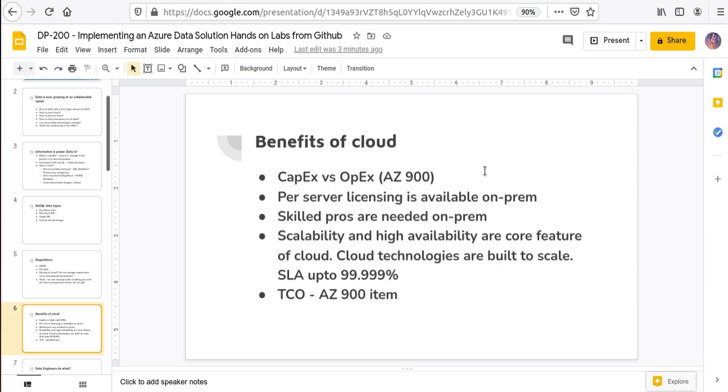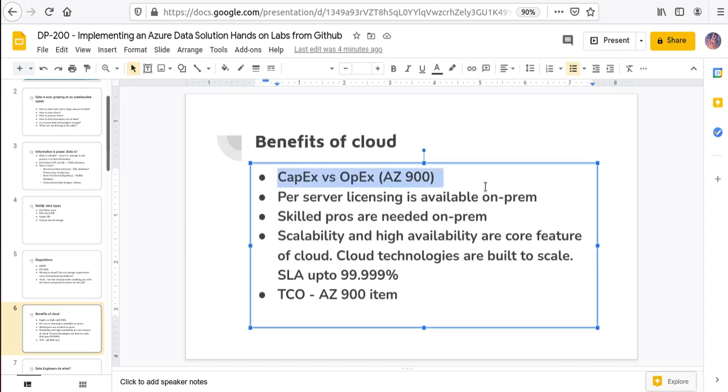OpEx is the other model, which the cloud uses, where you do not have to set up your own data center. You do not have to spend a lot of money to get started. You can just use this as an operational expense every year. You start small, you try it out. If you don't like it, you get rid of it. Or if you want to scale, the cloud is built to scale, to be highly available. So learn that the cloud supports your OpEx, which is the operational expense model. And usually if you compare, you will see that it's much cheaper.